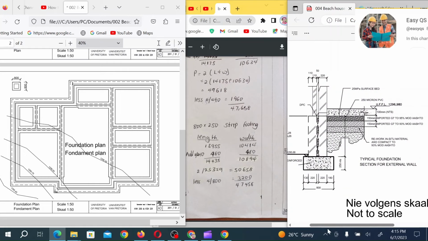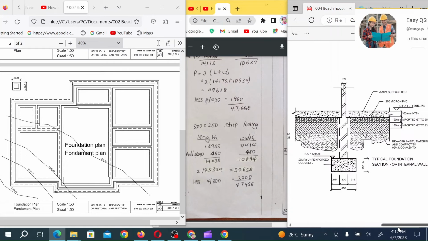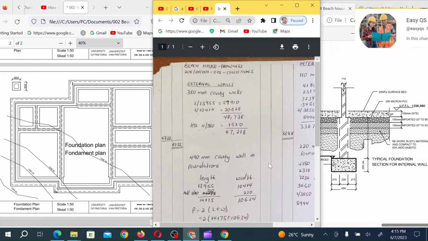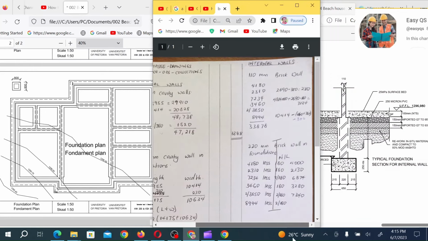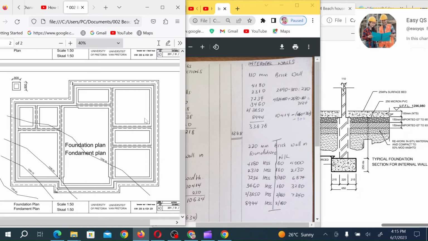All right, now that we are able to do the 3 center lines, it will be much easier to do the center lines for the internal walls. Now faster. For the internal walls, how do we calculate the center line? Starting from the wall above the ground, 110 millimeters brick wall. 110 millimeters brick wall in the section, it is this one. 110 millimeters brick wall, the wall above the ground.